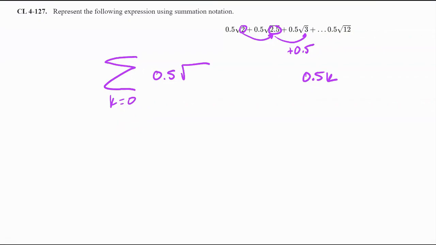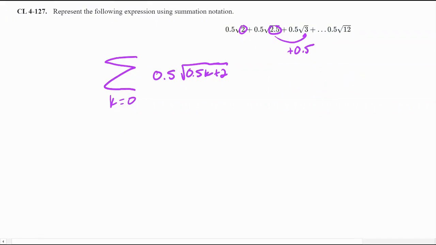Now, the nice part about starting at k equals 0 is that I know that whatever value begins in that square root is going to be what I'm adding to it, which will make the equation true. So then I'm going to have 0.5k plus 2 on the inside there. So that creates the argument or the equation on the inside there.